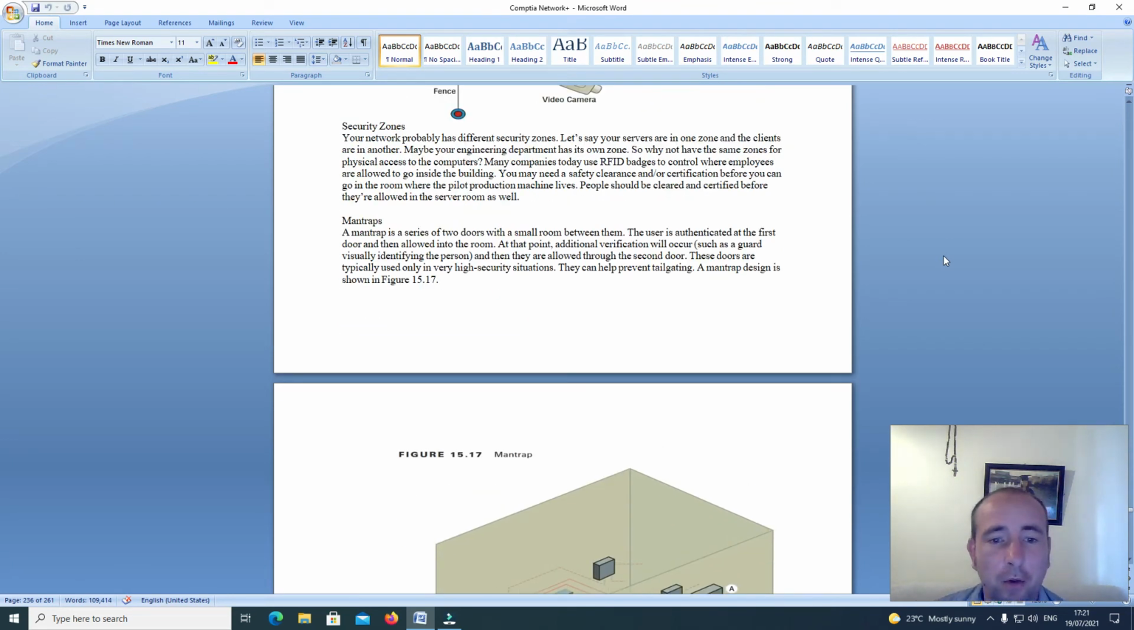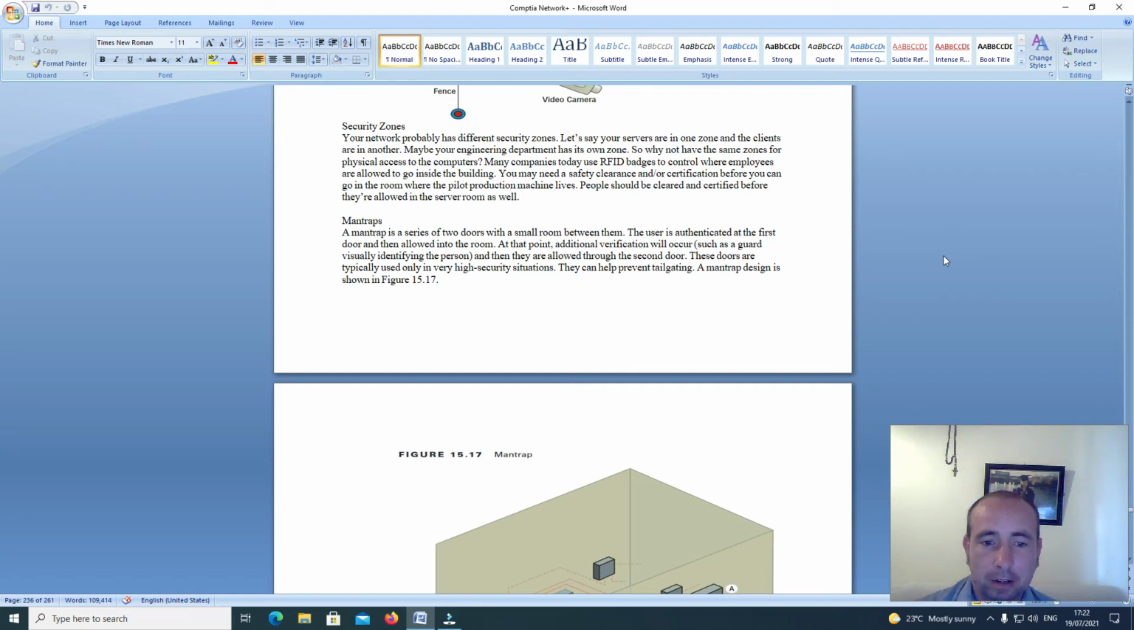Security zones. Your network probably has different security zones. Let's say your servers are in one zone and the clients are in another. Maybe your engineering department has its own zone. So why not have the zones for physical access to the computers? Many companies today use RFID badges to control where employees are allowed to go inside the building. You may need a safety clearance and/or certification before you can go in the room where the pilot production machine lives. People should be cleared and certified before they're allowed in the server room as well.